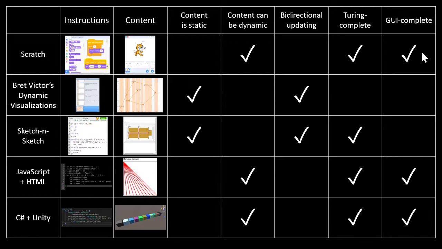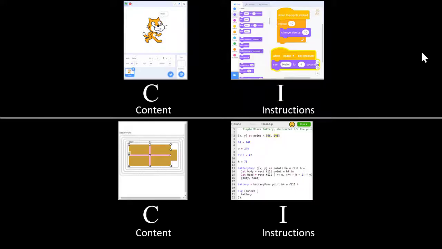An additional question we might ask is: is it possible for a system to exhibit all of the desirable properties in this table? Are there programming systems with bidirectional updating that are also GUI complete and by implication Turing complete, and that also allow dynamic content to be defined? I think it is possible to design such systems, and I'll hint at how to do this towards the end of the talk. But next I need to explain some notation.